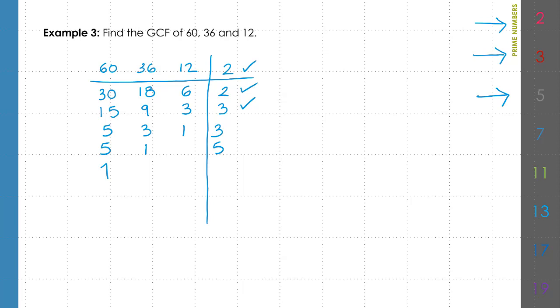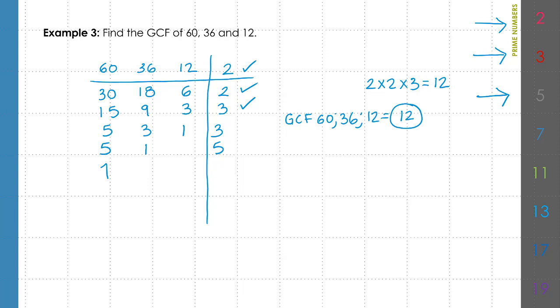Now I have to multiply the checked numbers to get the greatest common factor. The greatest common factor between 60, 36 and 12 is found by multiplying 2 times 2 times 3, which is 2 times 2 is 4, times 3 gives us 12. So the greatest common factor is number 12.